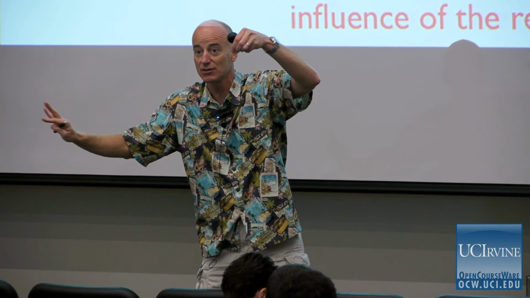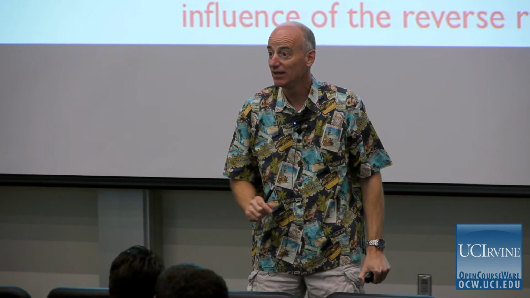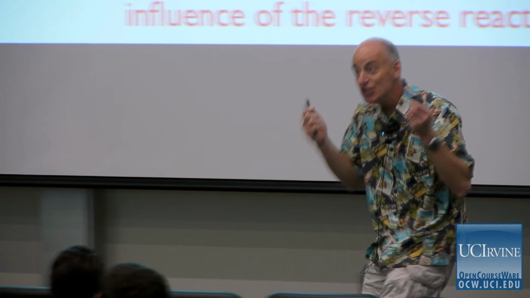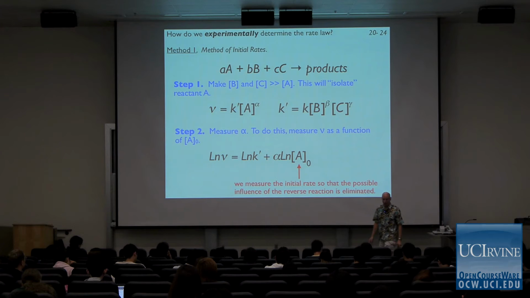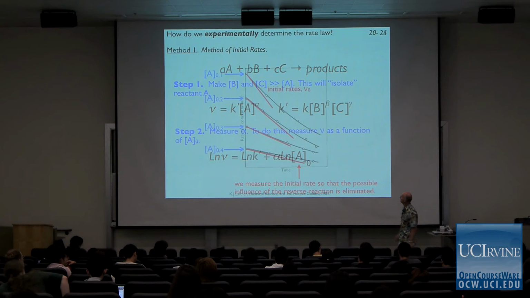And if there is a reverse reaction that I don't know about, perhaps, it won't influence what I'm trying to determine. I'm trying to determine the stoichiometric coefficient of A. That's why it's the initial rate method. We measure the initial rates because of the possible influence of a reverse reaction. In case it's there, we don't have to think about it.